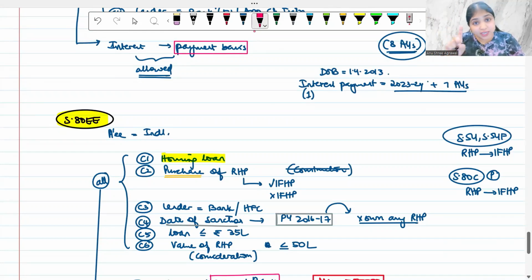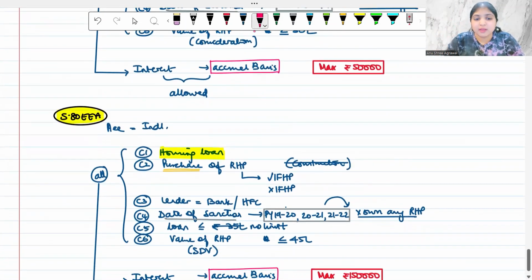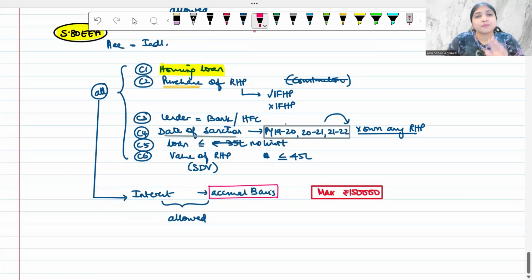80E, which is for interest on education loan. 80EE, which is interest on housing loan. And 80EA, which is interest on, again, housing loan. All right. So 80EE and EA are very similar. But what are all the differences that we have seen, guys?